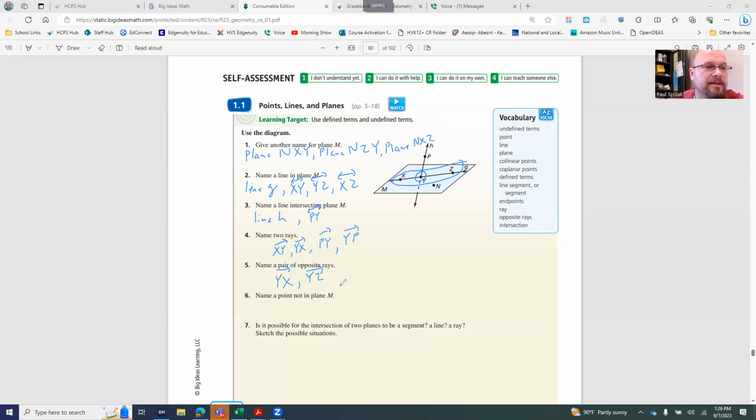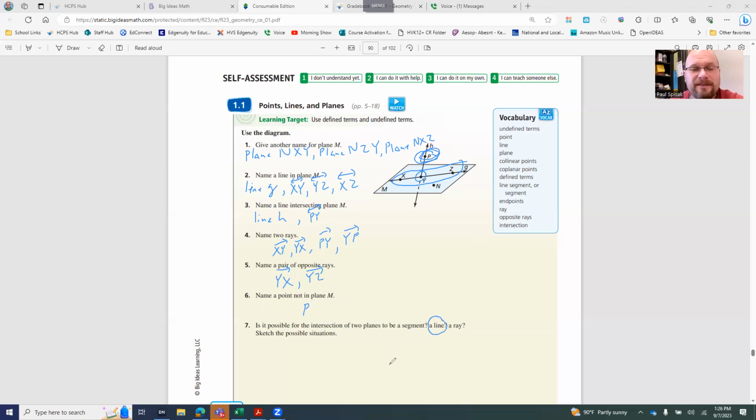Name a point not in the plane. Well, there's only one point not in the plane, and that's the one way up there at the top. That's point P. And then finally, number 7, is it possible for the intersection of 2 planes to be a segment, line, or ray? Sketch the possible situation. So this one was tricky because the correct answer is only going to be a line.